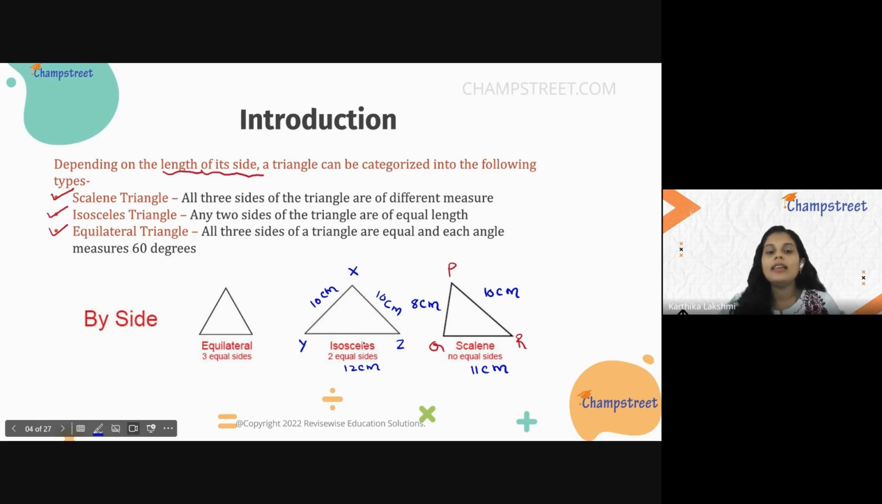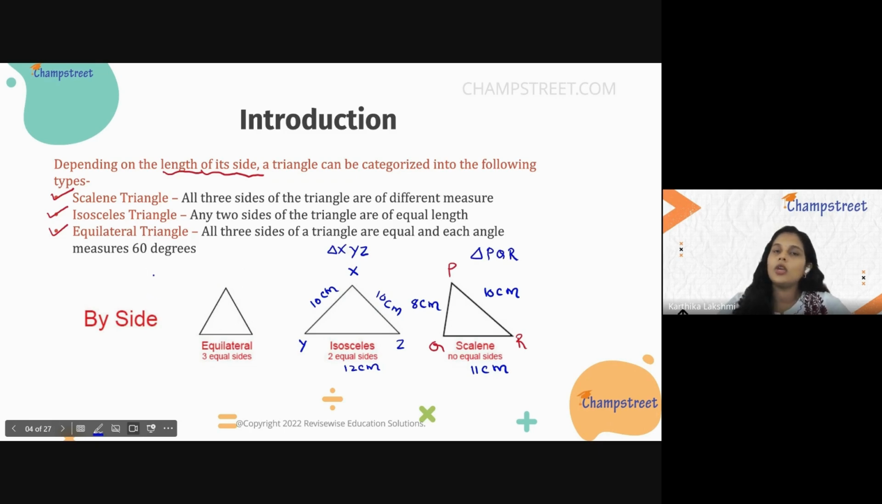Right. So if any 2 sides of a triangle are equal, then we call that triangle an isosceles triangle. When 2 sides are equal, the triangle is called what? Isosceles. So this triangle XYZ is an isosceles triangle. But triangle PQR is a scalene triangle.